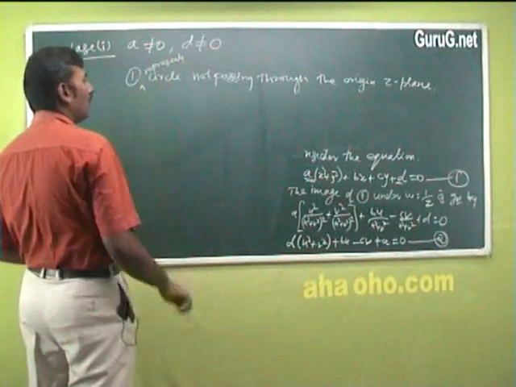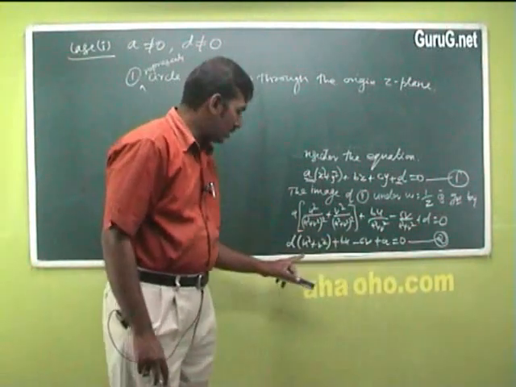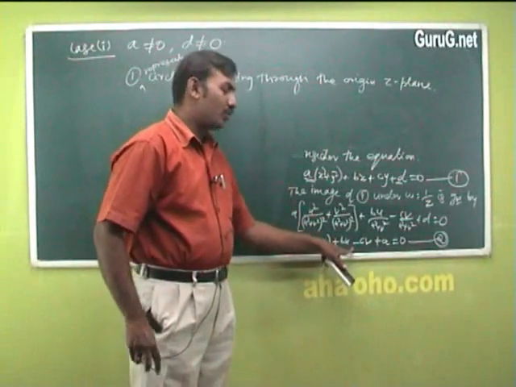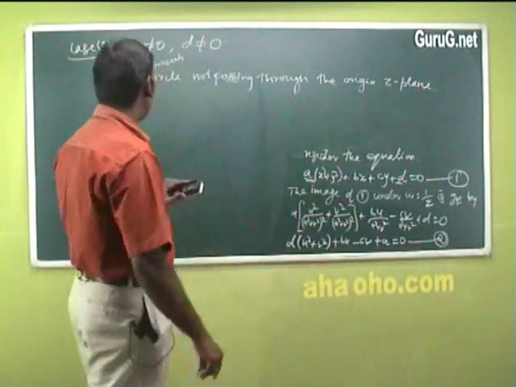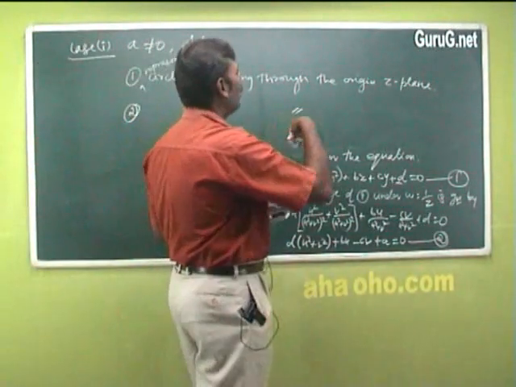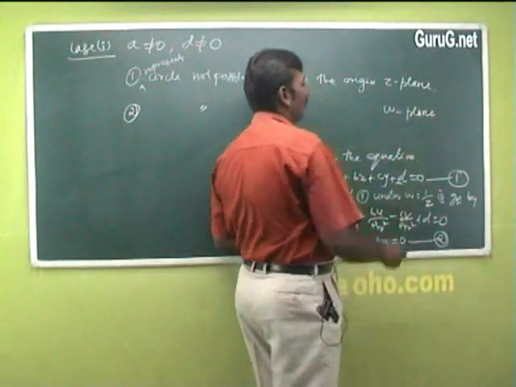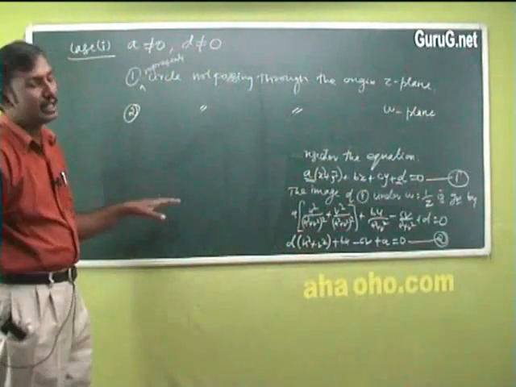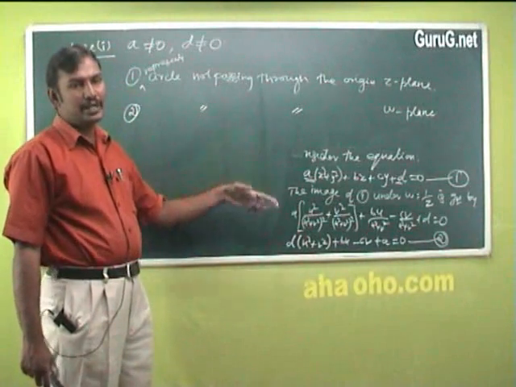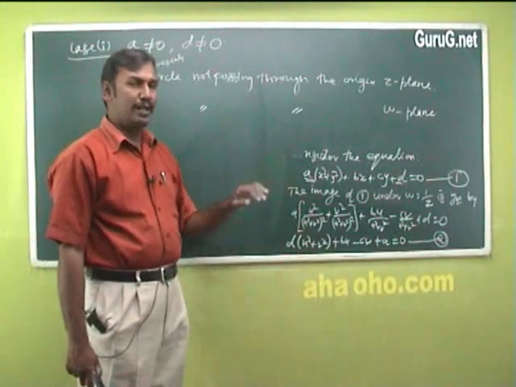What will be the image? D and A are also not equal to 0, so again it is a circle not passing through the origin in the W plane. So equation 2 also represents a circle not passing through the origin in the W plane. Therefore, we can conclude that a circle not passing through the origin in the Z plane is transformed into a circle not passing through the origin in the W plane.